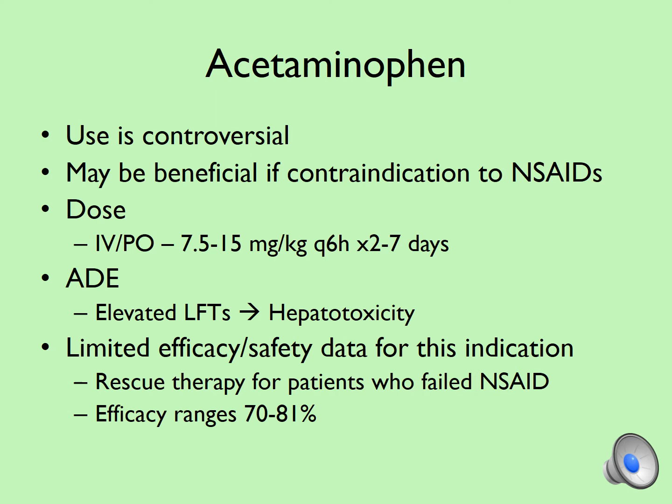The next drug is acetaminophen. The use for acetaminophen is controversial, but the drug may be used and may be beneficial if there is a contraindication to NSAIDs. And acetaminophen works in this case by reducing prostaglandin synthesis by inhibition of the peroxidase site on the PGHS complex. And this can be given either IV or PO, and the dosing is listed there. And you'll notice that the dosing is a little bit different from the NSAID dosing on the previous slide. So this can be spread out over 2 to 7 days.